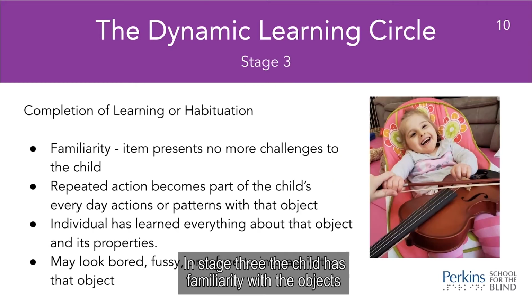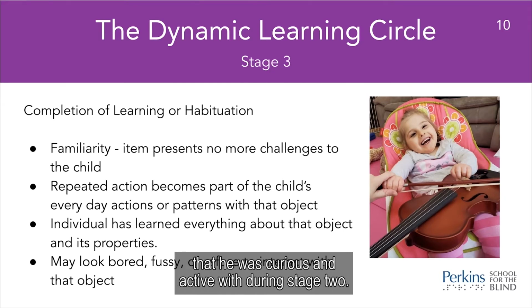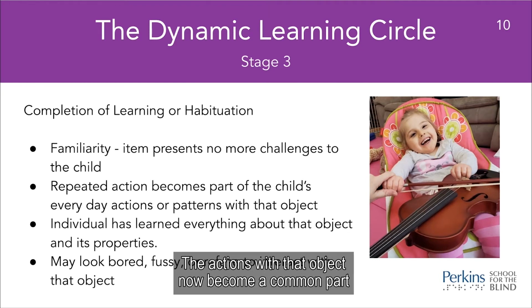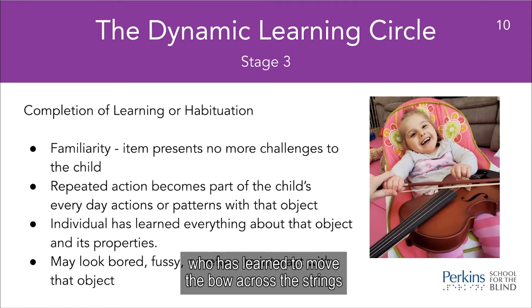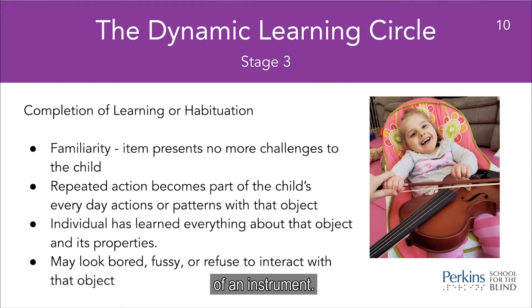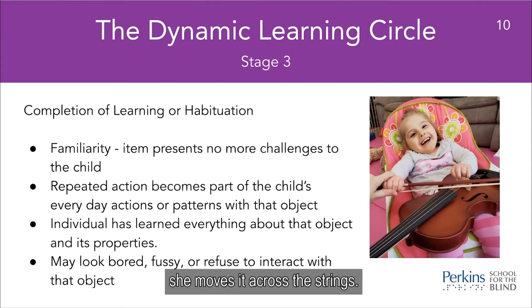In stage 3, the child has familiarity with the objects that he was curious and active with during stage 2. The actions with that object now become a common part of the child's everyday patterns. In this picture, we see a little girl who has learned to move the bow across the strings of an instrument. Now, each time she holds the bow, she moves it across the strings.